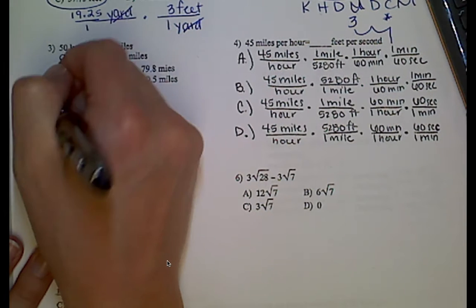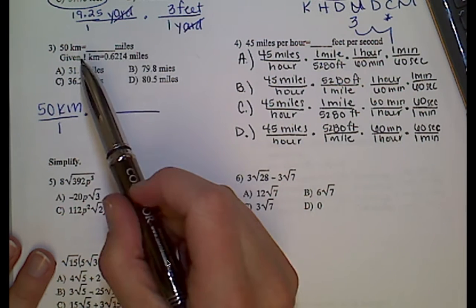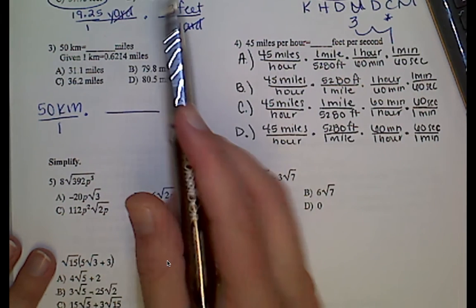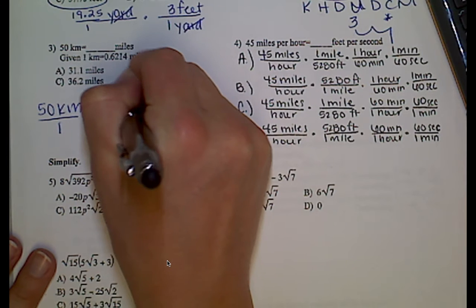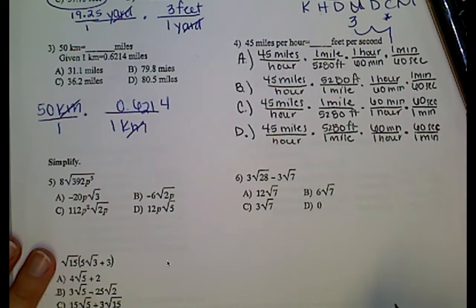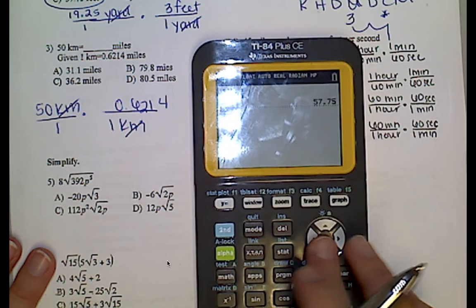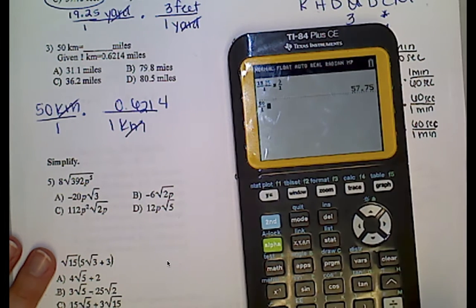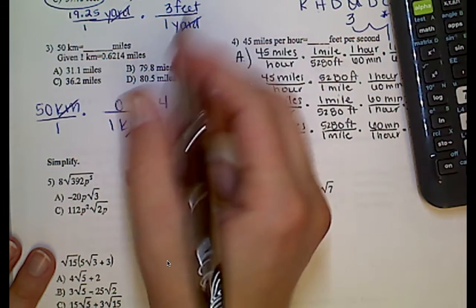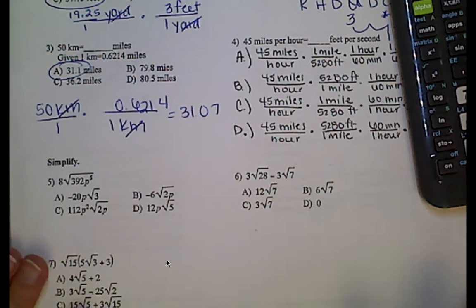Looking right here, we have 50 kilometers over 1 times my conversion factor. Since we're going between systems, they have to give you the conversion factor. I'm going to put the 1 kilometer on the bottom, and I'm going to put the 0.6214 miles on the top. Kilometers are diagonal, so they cancel, and now I just type the rest of it in my calculator. Alpha y equals enter 50 over 1 times 0.6214 over 1. My answer is 31.07, and they rounded to the tenth place, so 8 would be the correct answer.